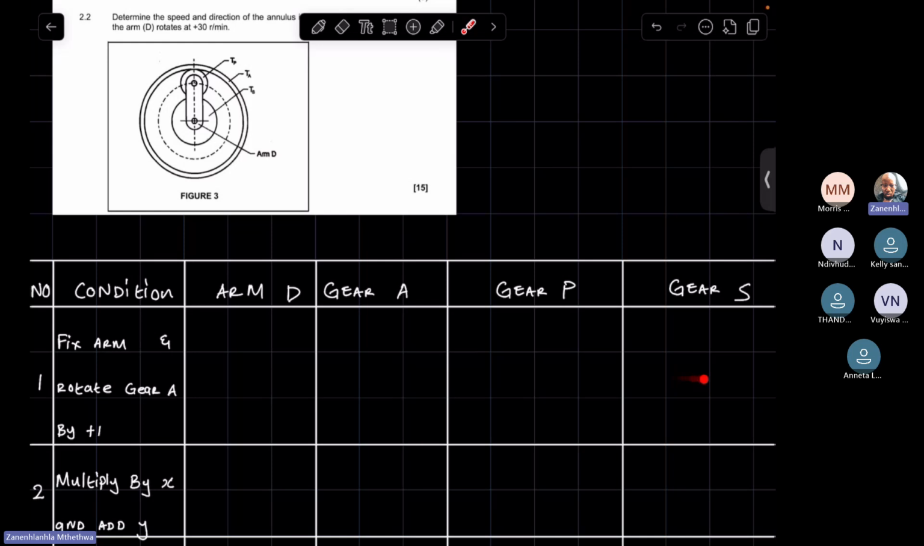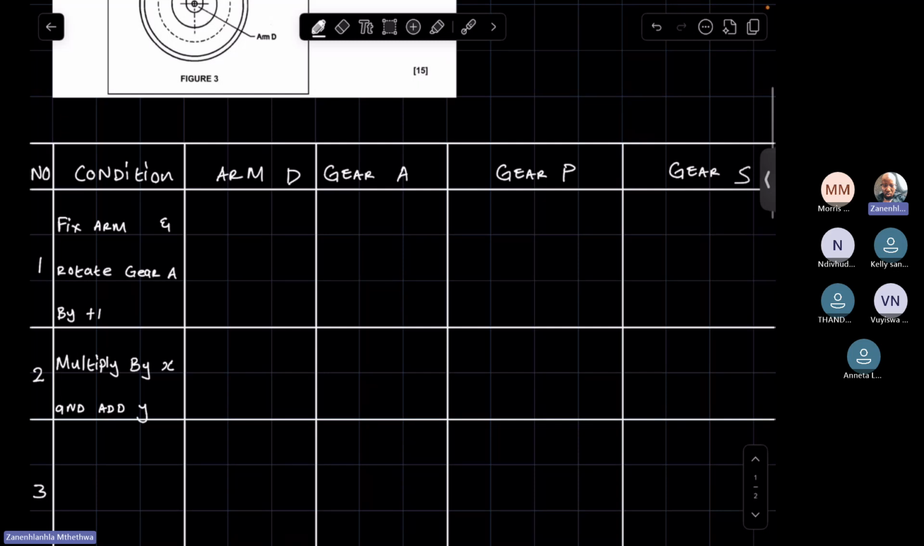Right? Now let's complete the first condition. First, let's write down the rotational frequency of the arm and gear, and the annulus as per the first condition. Right? As per the first condition, you fix the arm. So if something is not moving, it means its rotational frequency is 0. That is where that 0 comes from.